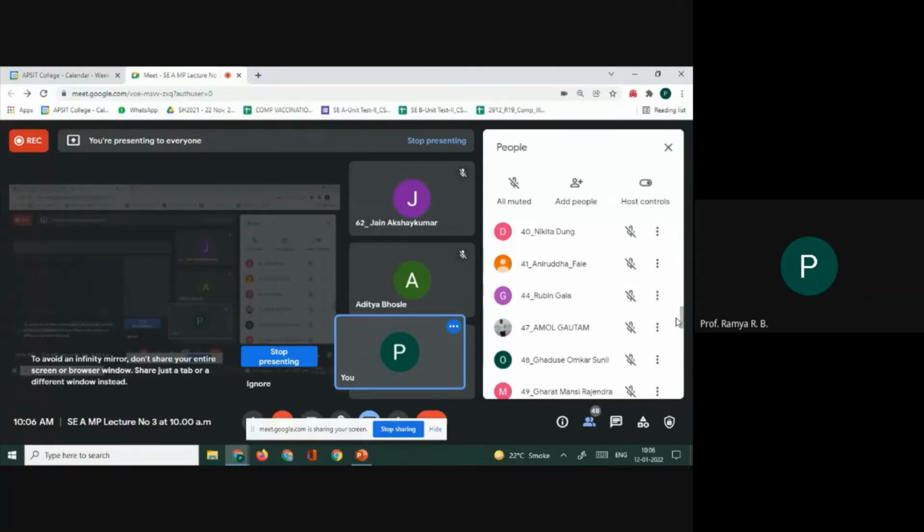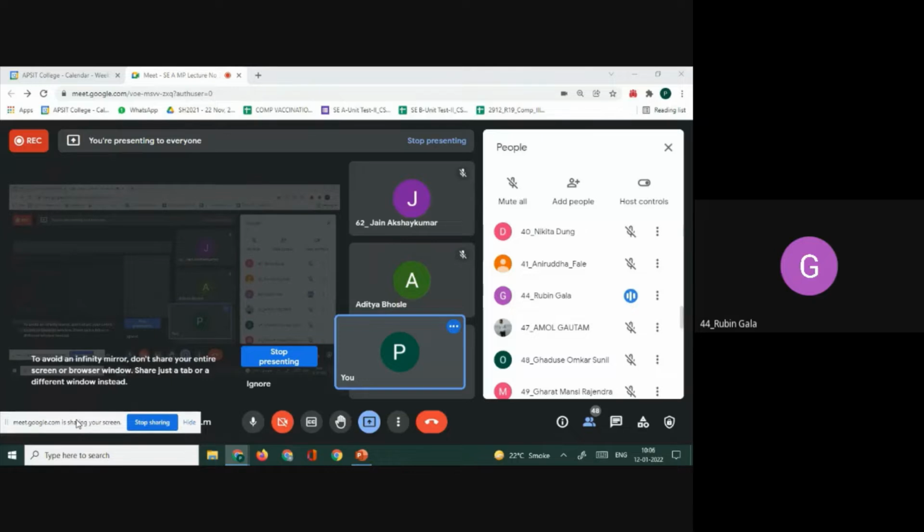Rubin Gala, are you there? Yes, ma'am. Rubin, what are the three types of buses? Ma'am, address bus, and data bus and control bus. Okay, very good.